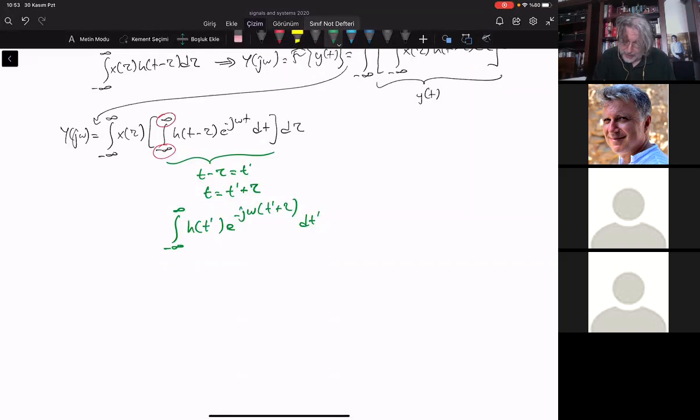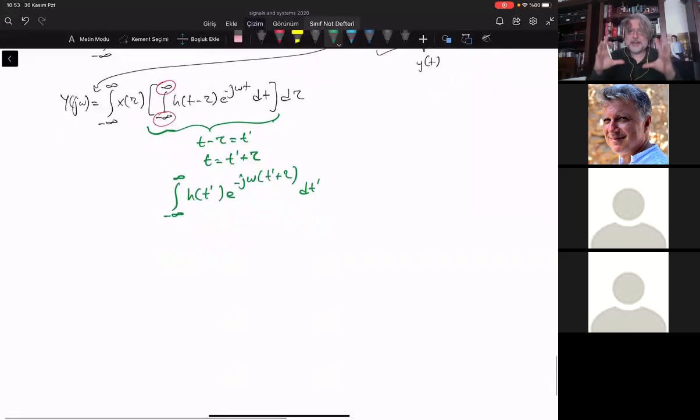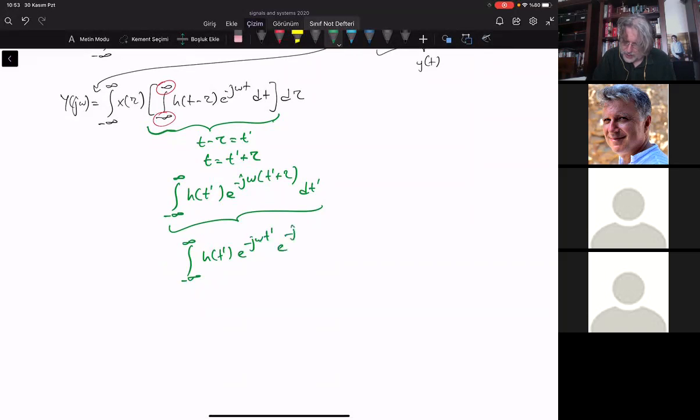I'm just focusing on this integral. In the green print, I'm only taking a look at the inside integral, which is the integral from minus infinity to infinity of h of t prime e to the minus j omega t prime e to the minus j omega tau dt prime. Now this term has nothing to do with t prime and can be taken out of the integral, so everything becomes e to the minus j omega tau.